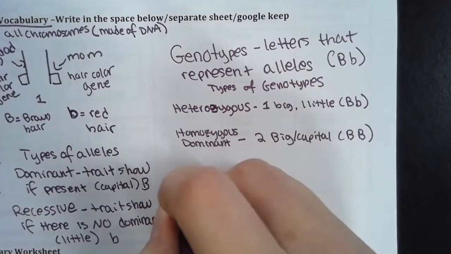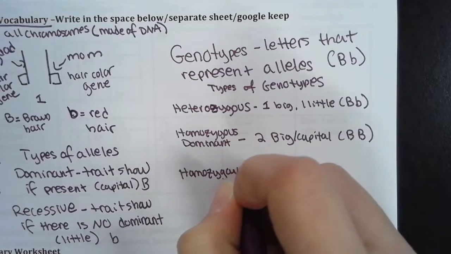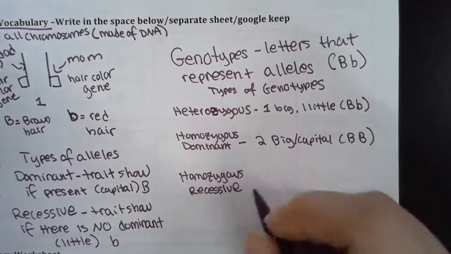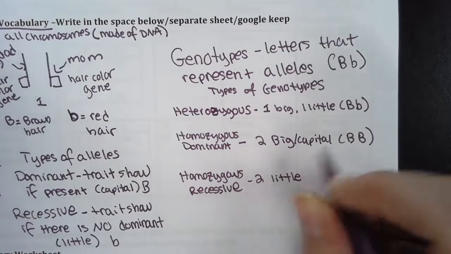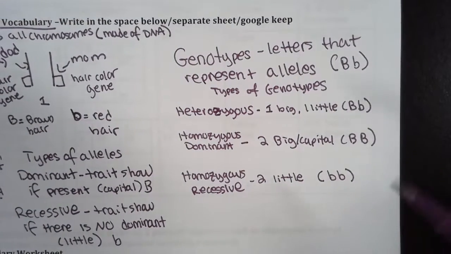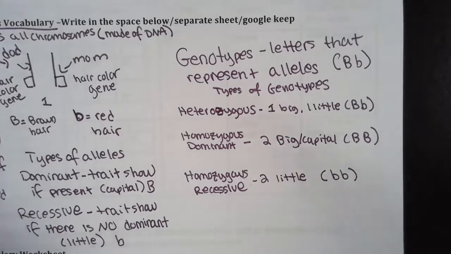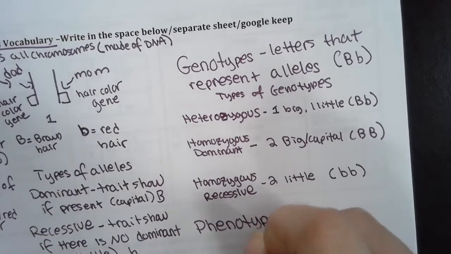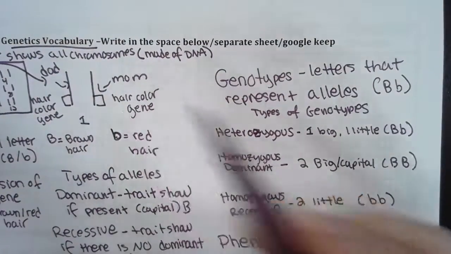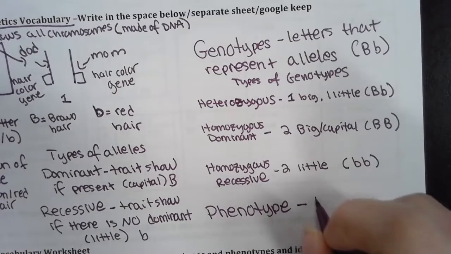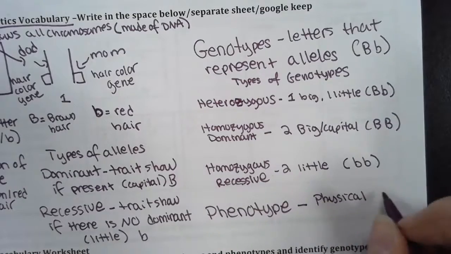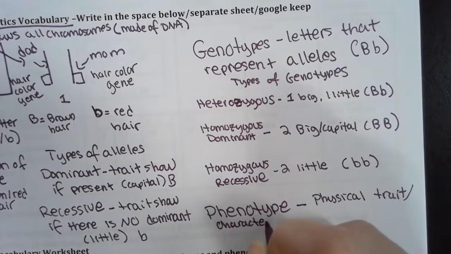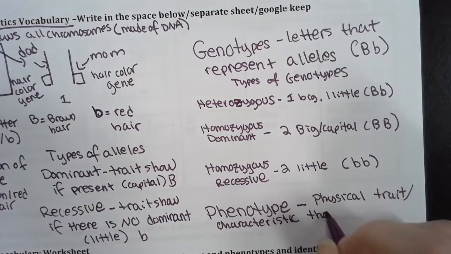And then finally, I have homozygous recessive. Again, homo means same, so I'm going to have two of the same letter. Recessive means little, so I'm going to have two little letters, and our example would be little b, little b. Now, how do I translate this into what I would actually look like? This is when we start to talk about phenotype. Genotype is just letters that represent our different alleles. Phenotype is the physical trait or characteristic that results from the genotype.